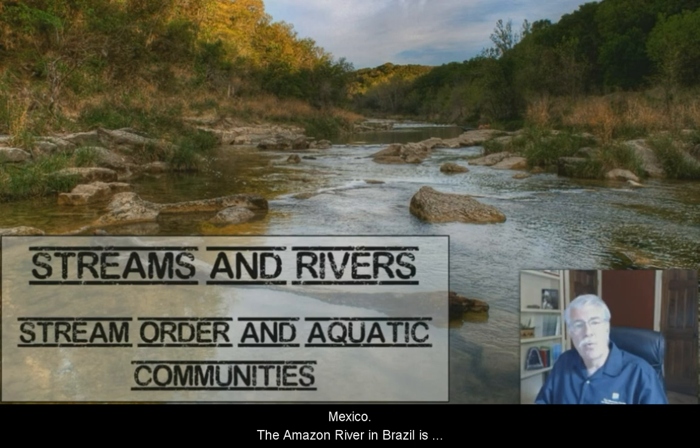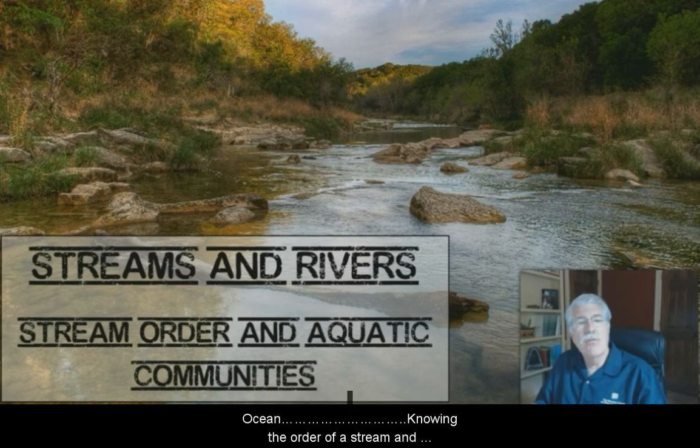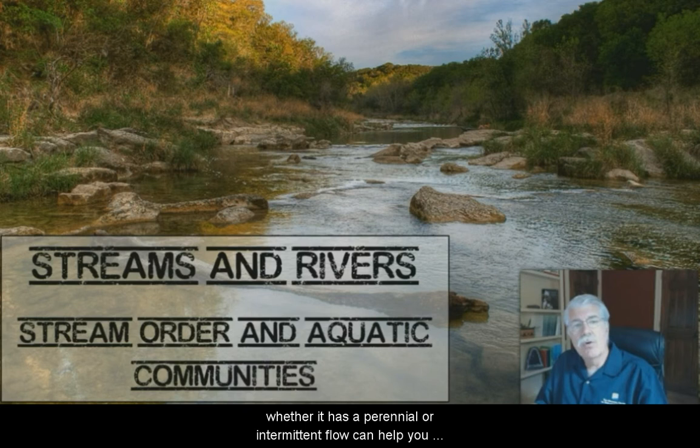The Mississippi River's watershed is the largest in the United States, and the river is a 10th-order stream when it empties into the Gulf of Mexico. The Amazon River in Brazil is the world's largest river because it carries more water into the ocean than any other. It's a 12th-order stream when it reaches the Atlantic Ocean. Knowing the order of a stream and whether it has a perennial or intermittent flow can help you understand what aquatic life it can support.